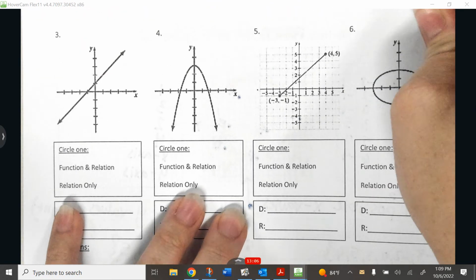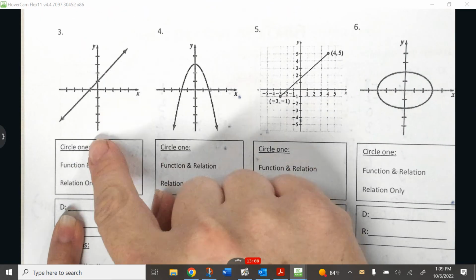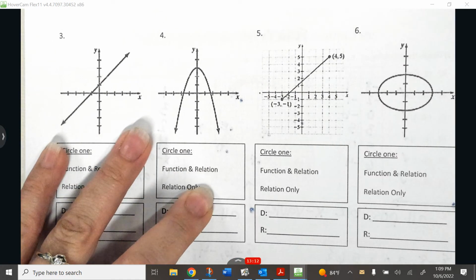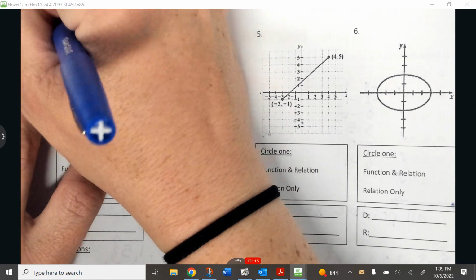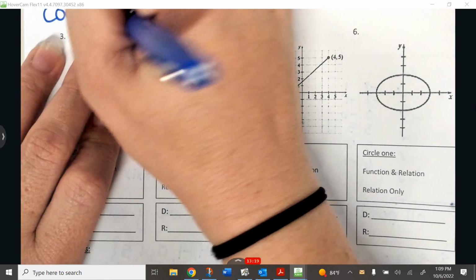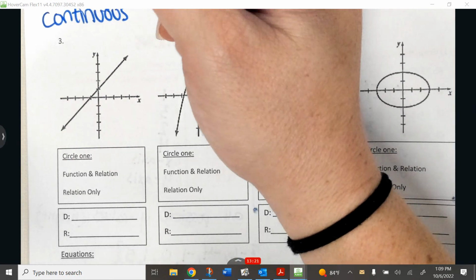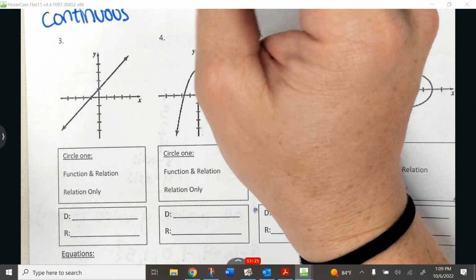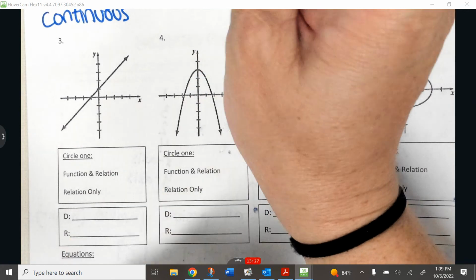Okay, so here we have graphs that have what? Lines. So we call these continuous. I'm not going to test y'all by asking is it continuous or discrete, but I do expect y'all to have the domain and range correct, and that's where they differ.